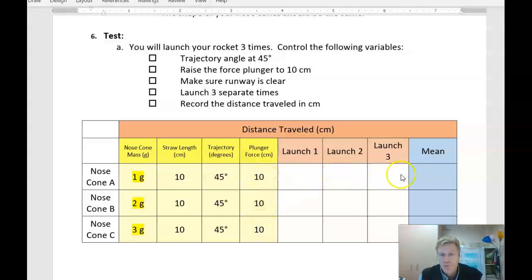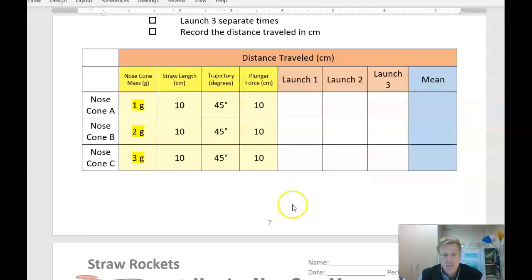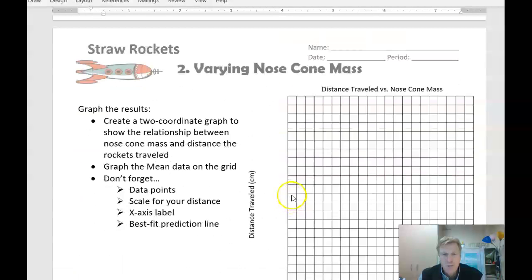Once you test it 3 times, find the mean data. Then you can add another gram of clay to your rocket. If you had 1 gram, you just need to add another one to make 2 total, and then test it. For the third test, you add 1 more gram, so you would have 3 grams total on that nose cone, and then test it 3 times. Once you're done testing, you'll want to graph the data.